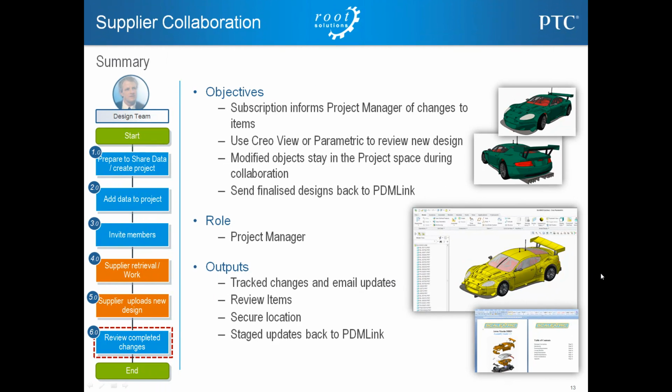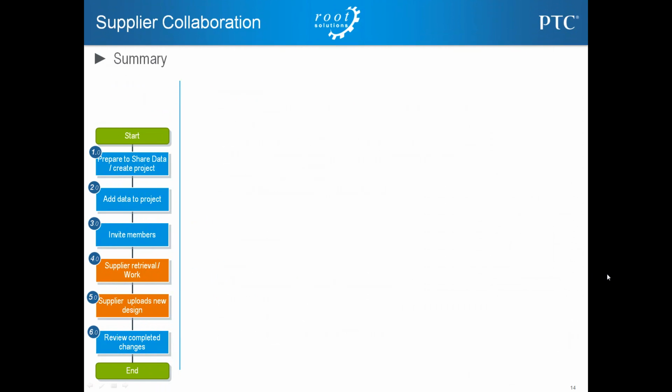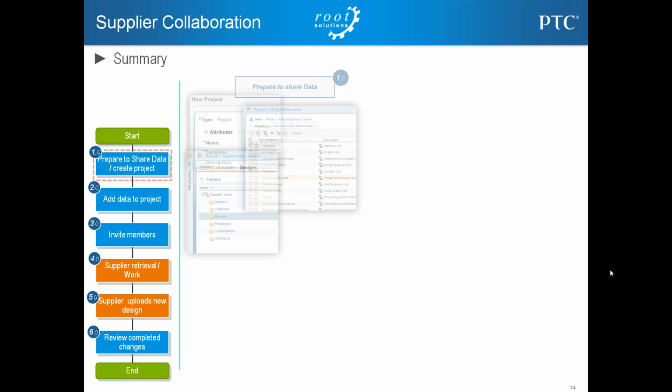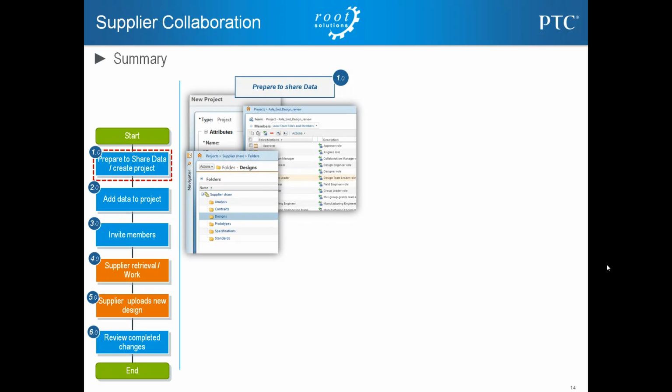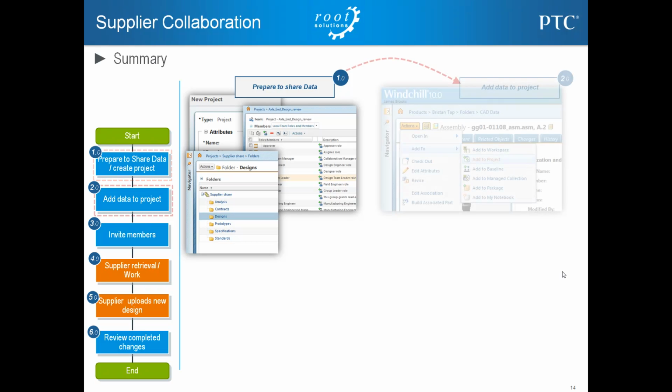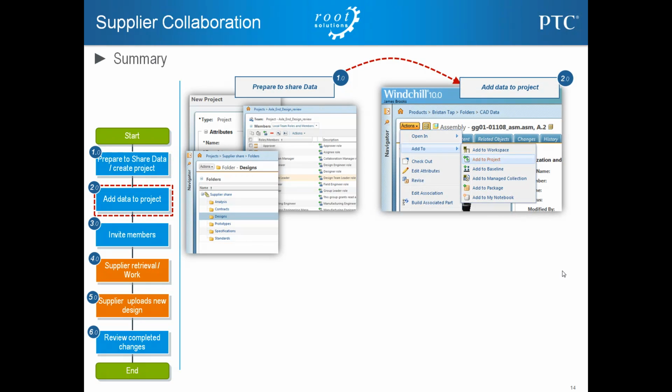Now, we've covered a lot of ground over the last few minutes, so let me just summarize this supplier collaboration aspect of Windchill ProjectLink. Within the first step, we were preparing to share our data, which basically meant that we created the project. When we created this project, we did so with the use of templates, which predefined things like folder structures, and could have also contained things like documentation that we wanted to share with the people that we're collaborating with. Within step 2, we added that data to the project, which was a very simple task.